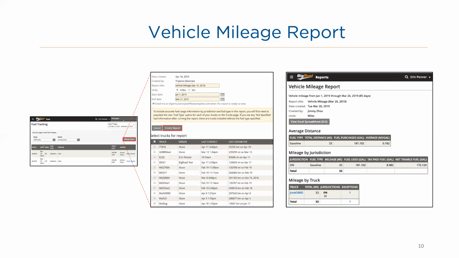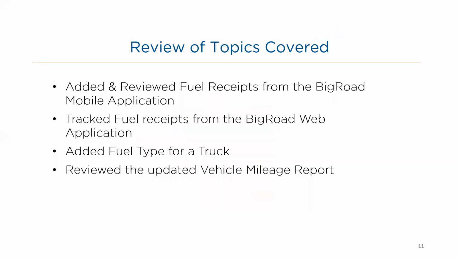Do note, a warning is displayed before generating the vehicle mileage report to users as a reminder to add fuel type for all their trucks. In order to generate the vehicle mileage report, click the Mileage Report button from the fuel tracking screen. Alternatively, select Reports from the BigRoad navigation panel and then click the Vehicle Mileage Report. Follow the necessary steps to create the report.